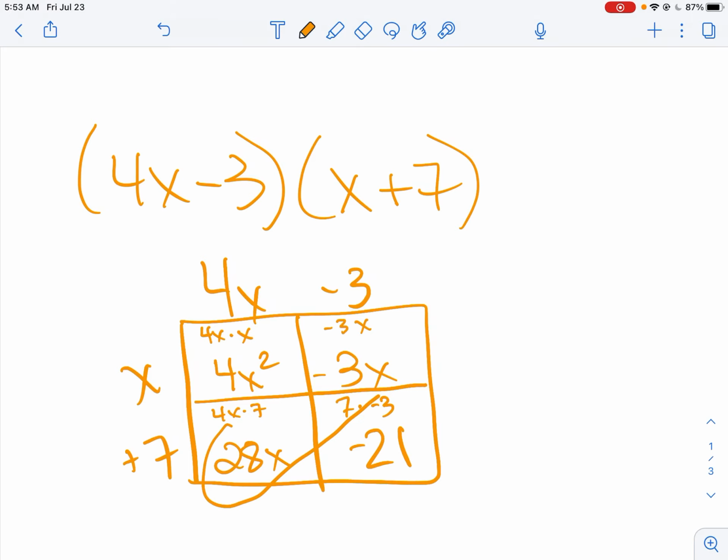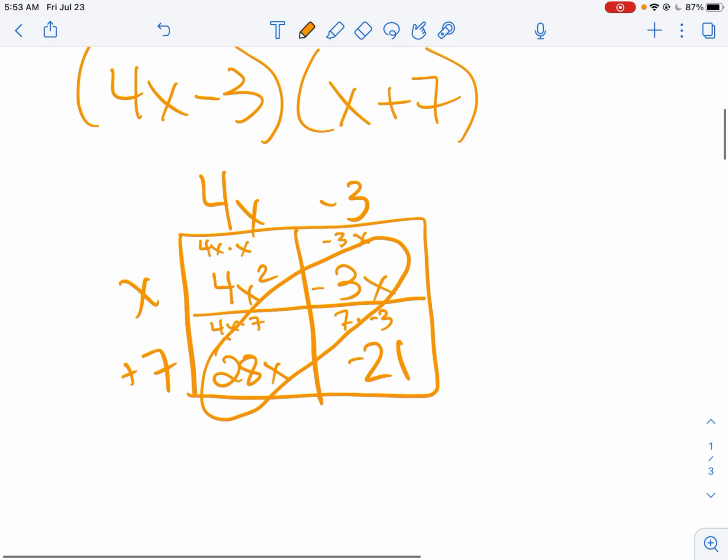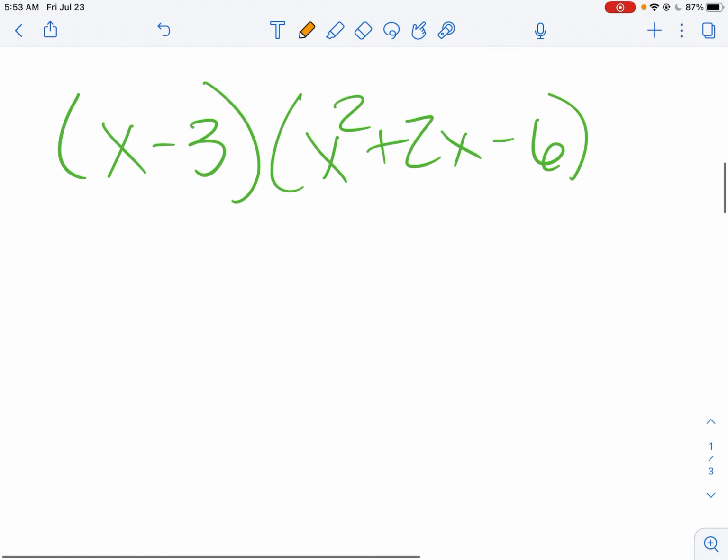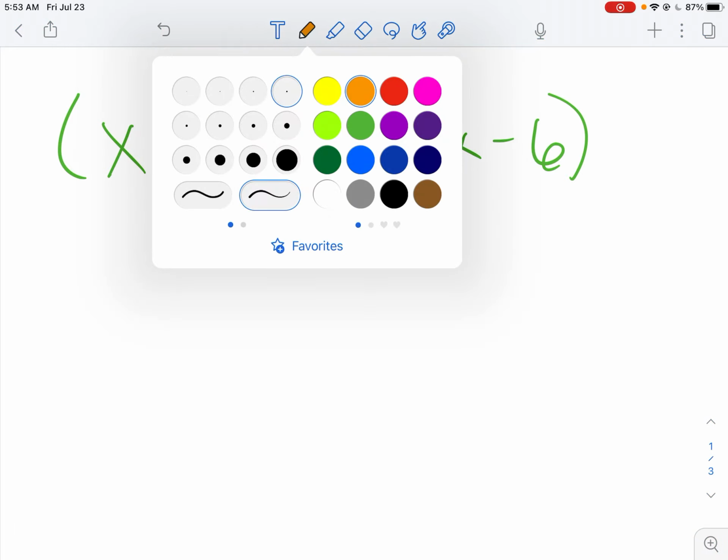Again, I take that and I combine like terms, so I get 4x squared plus 25x minus 21. Those two examples were binomials times binomial. Right here I have a binomial times a trinomial.